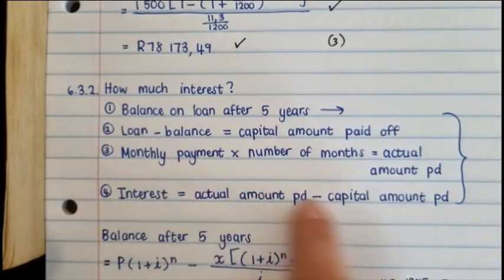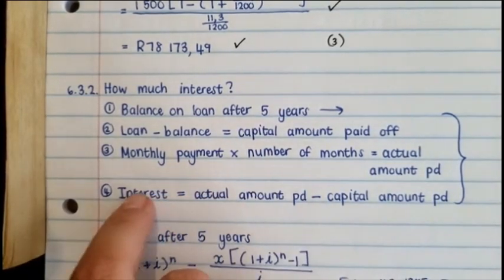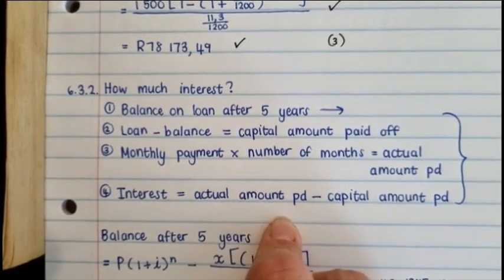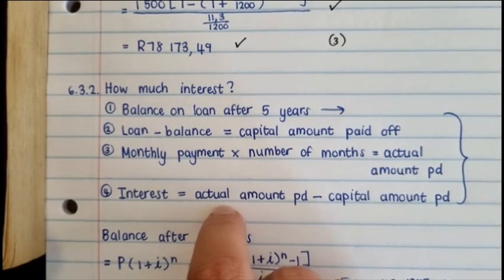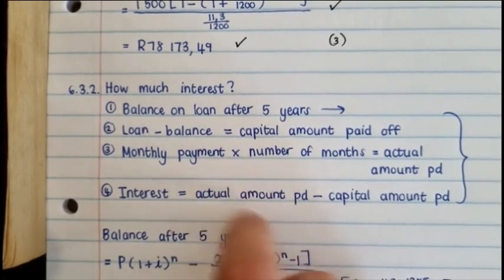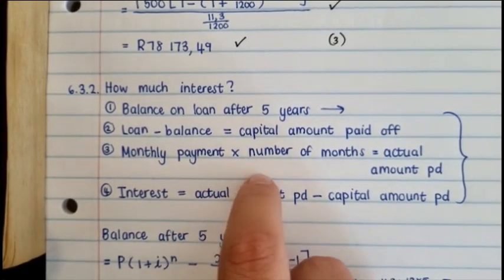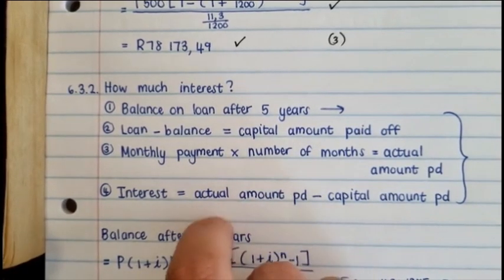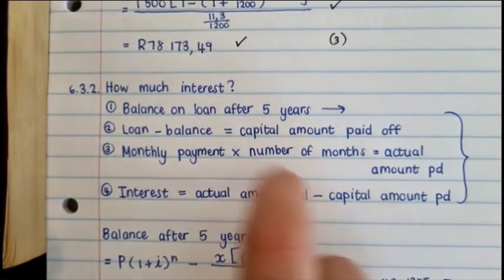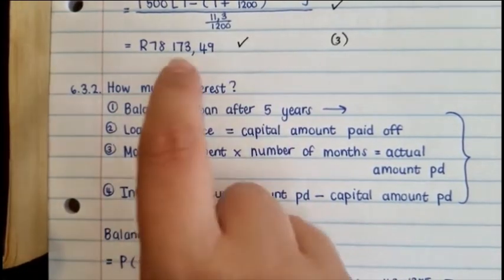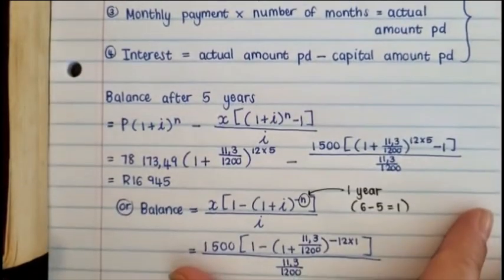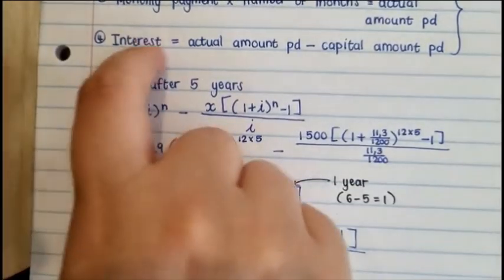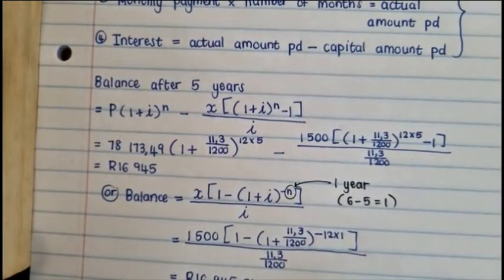So from here on, we're actually going to do it all in one step. We're going to write interest equals, for our actual amount paid, how are we going to find that? She paid 1,500 Rand every month for 5 years. So we're going to take 1,500 times 60. 5 times 12, there's 60 months in 5 years. That will give us the actual amount paid. Then we're going to minus the actual loan, we'll put it in brackets, the actual loan minus the balance on the loan.